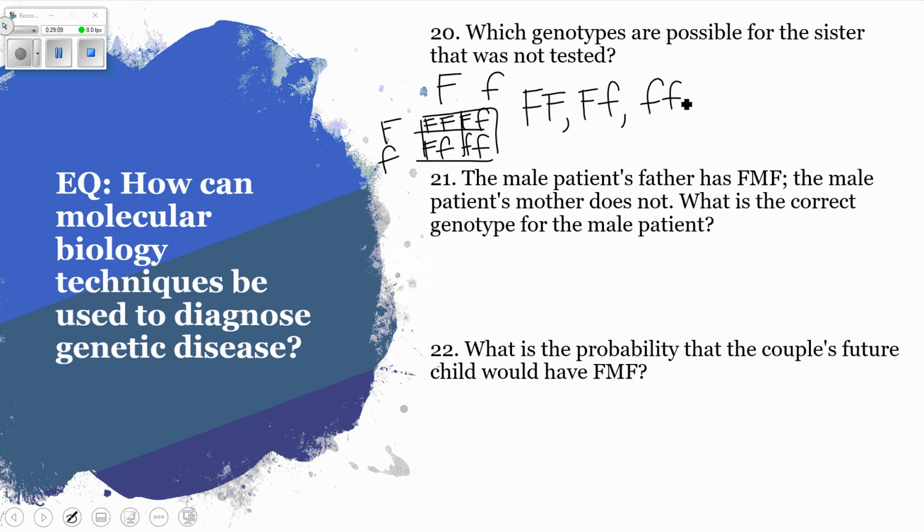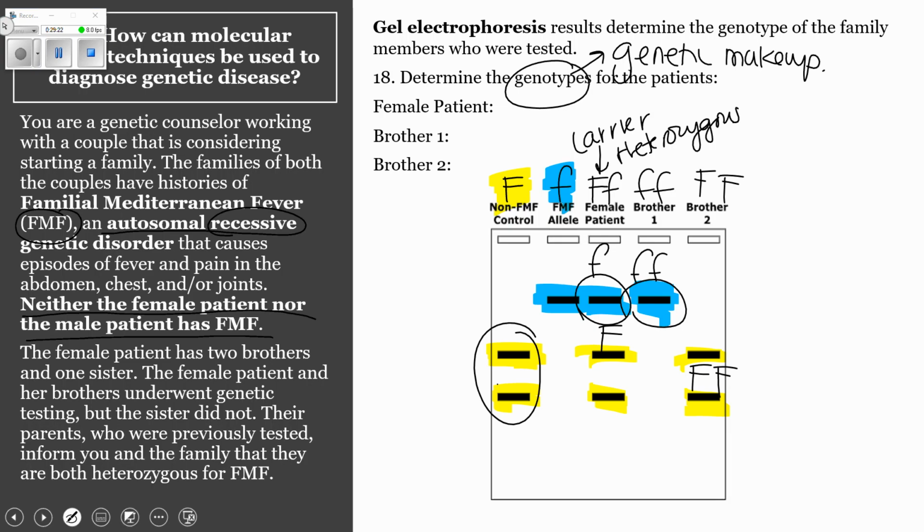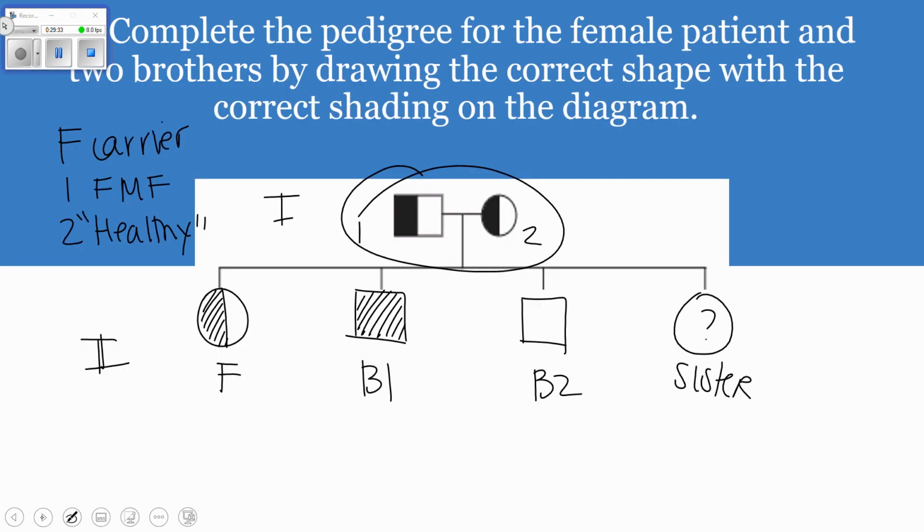The male patient's father has FMF and the male patient's mother does not. What is the correct genotype for the male patient? I know this was a little bit confusing, but if you go back to that initial reading that we had, it actually states here that the male is healthy. He's healthy, but that doesn't mean he's not a carrier. Because remember, when you're a carrier, you're not expressing those traits or showing those traits.